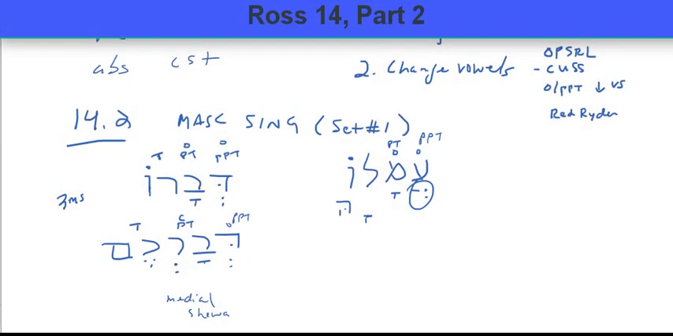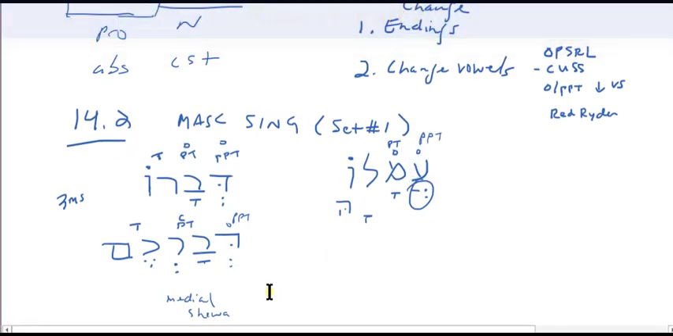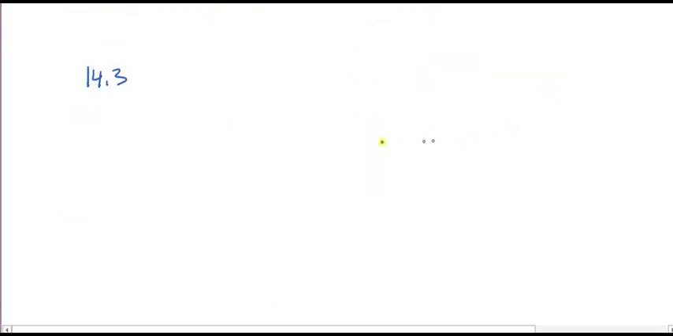So now let's look at 14.3. And here what we want to do is add the pronominal suffixes to the feminine singular nouns. Okay, so the nouns are feminine singular. And since they're singular, which set are we using here? We're using set 1, the E-harmony pronouns.